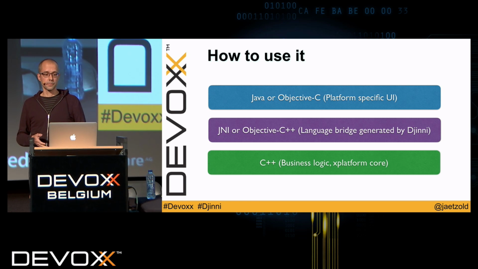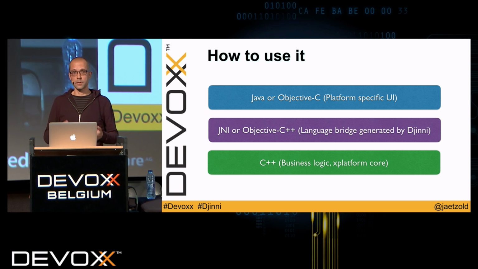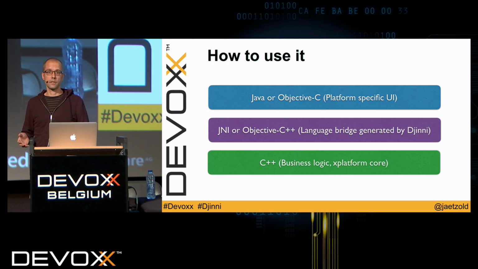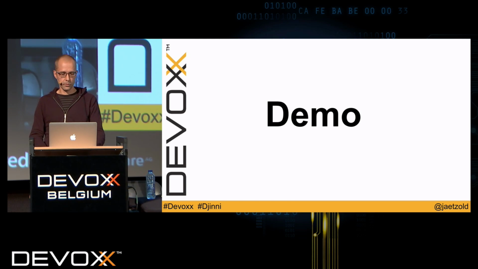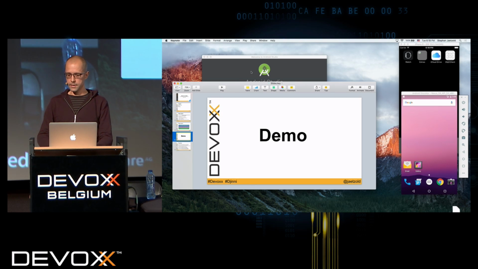And with Djinni, you implement this business logic part cross-platform in C++. Your UI you implement in Java or Objective-C with the platform native toolkit, and Djinni takes care of the connection between the two. But yeah, this is a tools in action talk, so with that, I'm going to demo how to set Djinni up and use it.